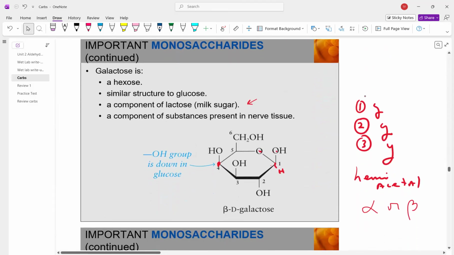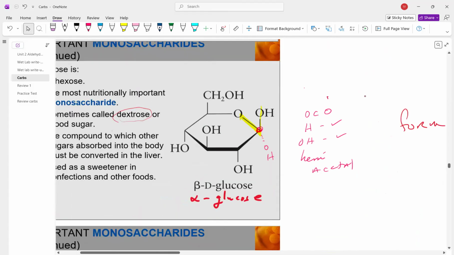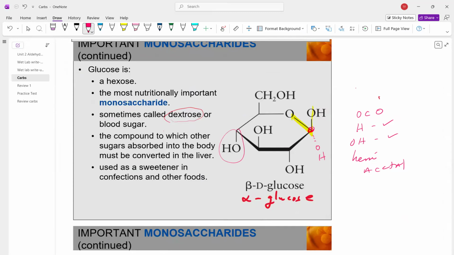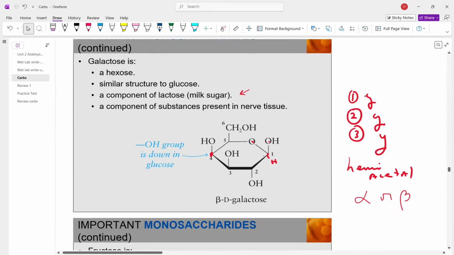Okay, a closely related sugar is called galactose. And the only difference is carbon number 4 goes up rather than down. It's down on glucose, up on galactose. It's the only difference.